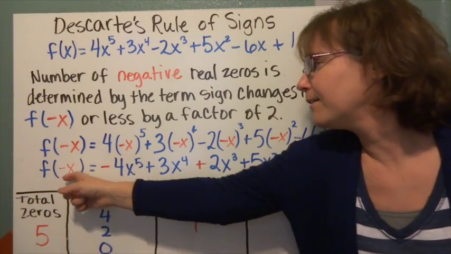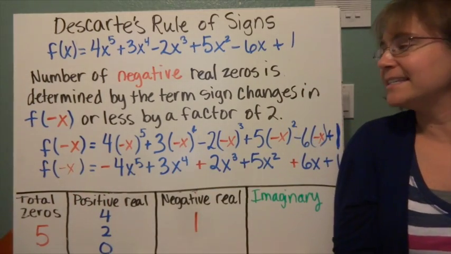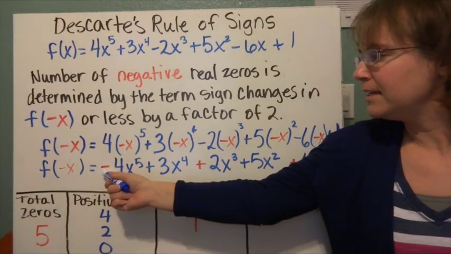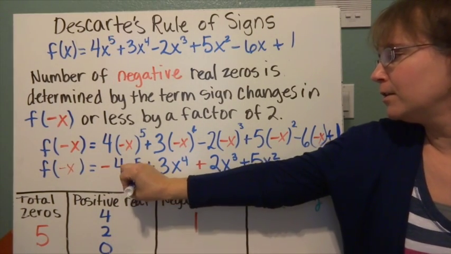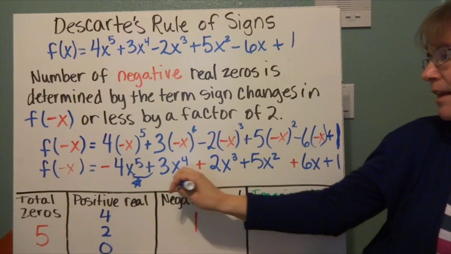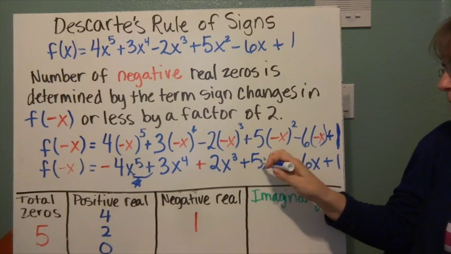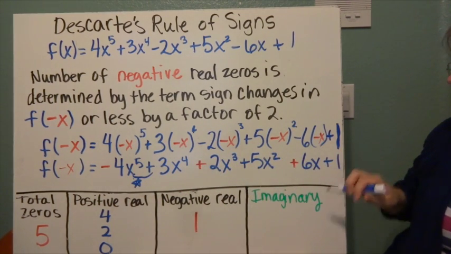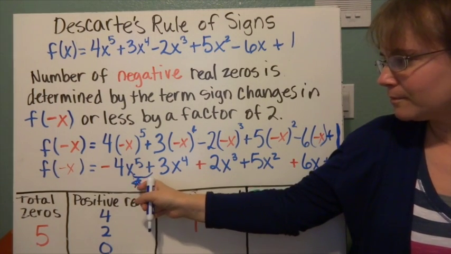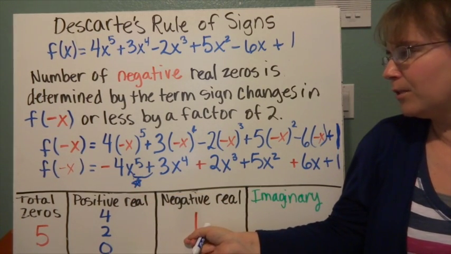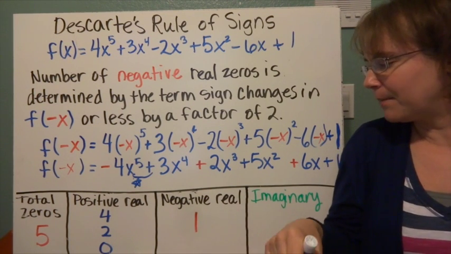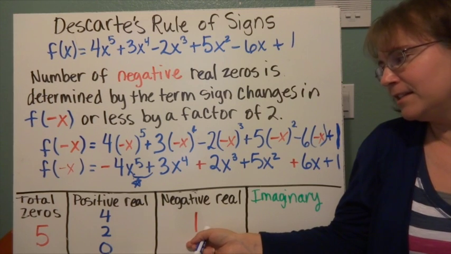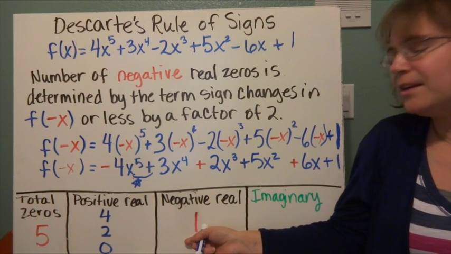Okay, so here's my negative f of x. And I'm again gonna look at sign changes. So here I have a negative sign, and then I change right here to a positive sign. And then I keep going positive, so I haven't changed. Positive, positive, positive. And so I know that my negative roots are only gonna be one. There's only one sign change. And so I know that there's only one negative real root.